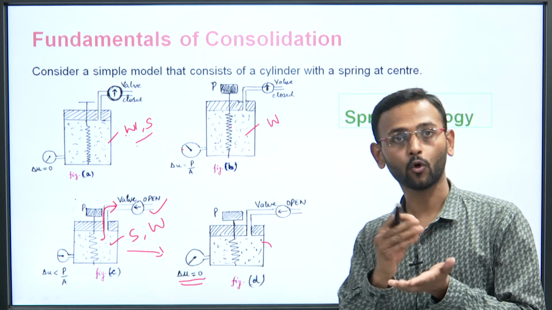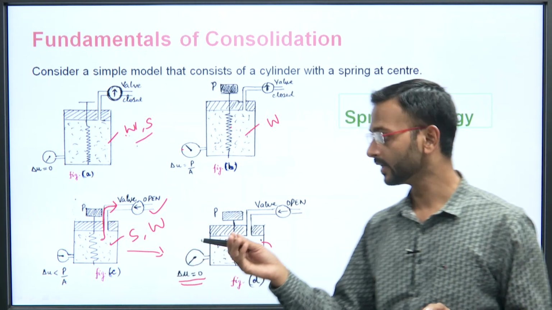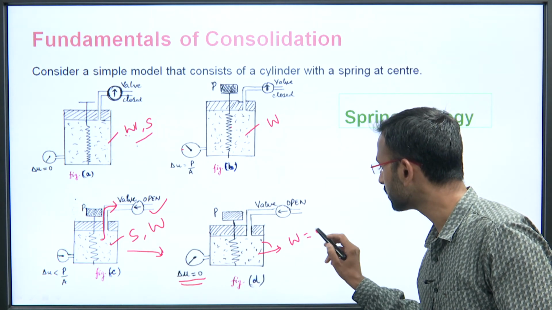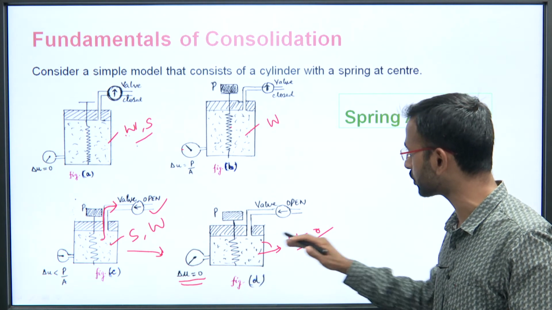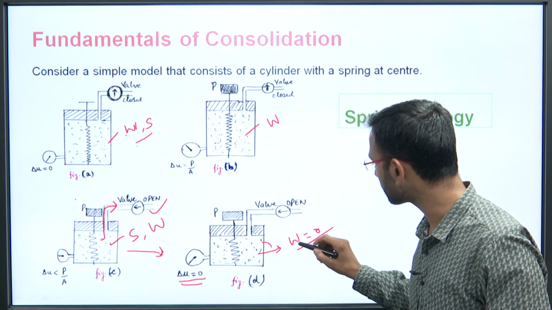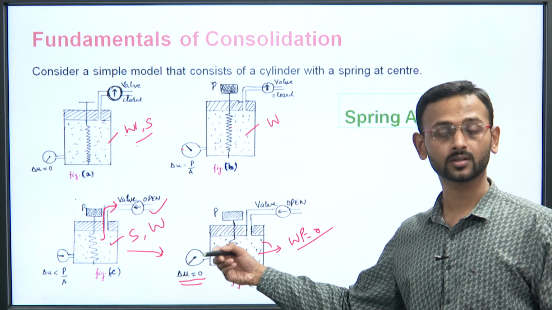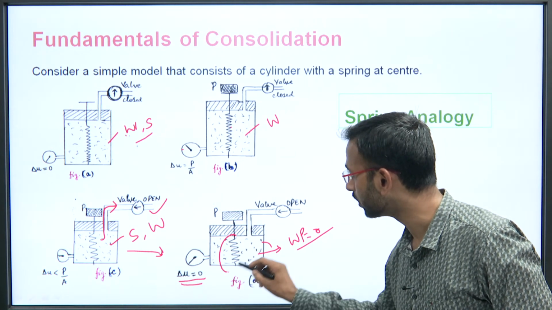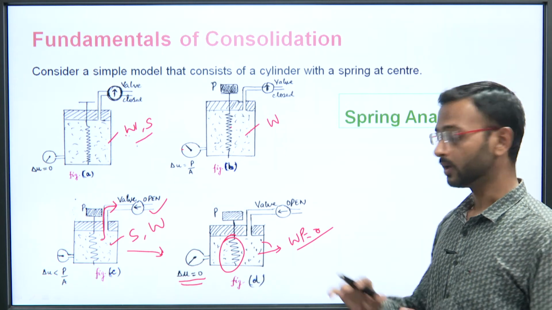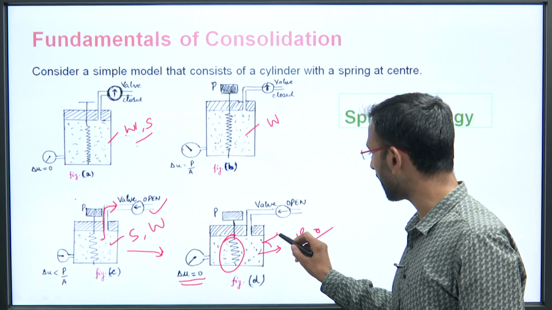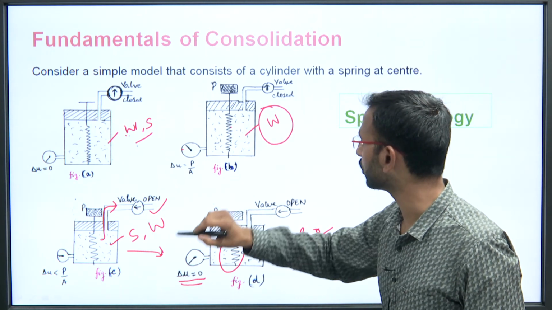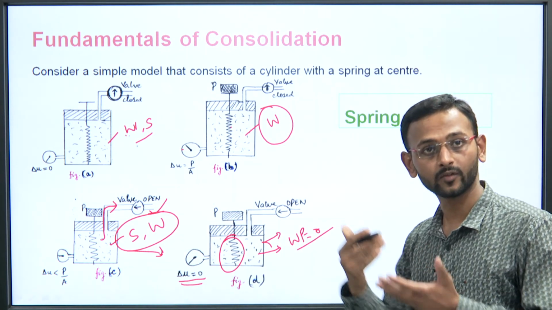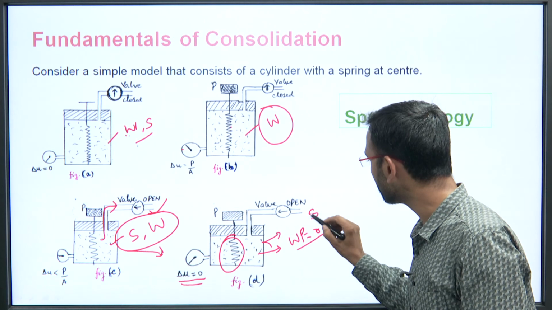Now slowly the water will dissipate all its energy, all the pressure that it was taking. So the water pressure, let us say delta U, reduces to 0, and as it reduces to 0, the entire load will now be taken care of by the spring. So in one stage the water was taking up the load, in another stage both the spring and the water were taking up the load, and eventually all the load will be taken care of by the spring itself.